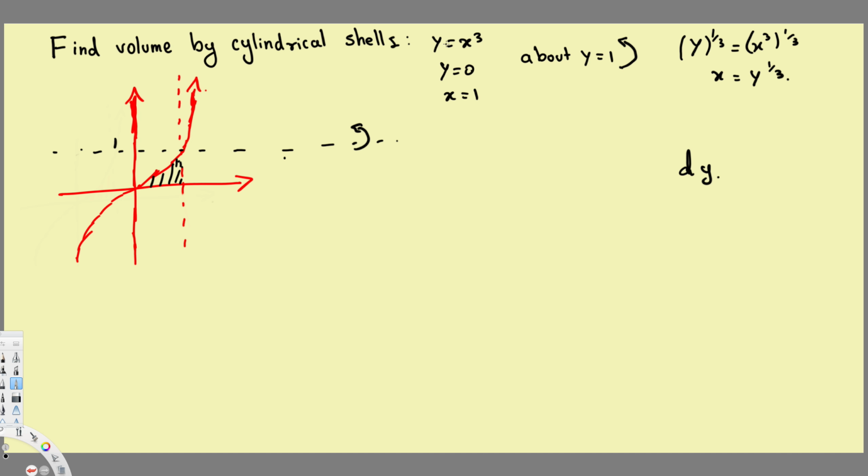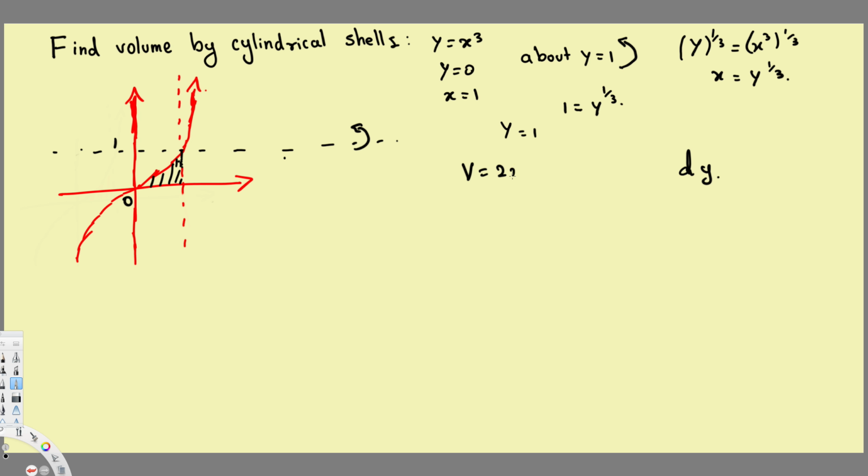Now if we equate both of these equations, x is equal to 1 and x is equal to y to the power 1 by 3, that's going to give us the limits of integration. We know that it's starting from 0. The other one is going to be just 1, because if you take the cube root of 1, that's still going to be 1, right? And that's positive 1. So this is going to be our limits of integration too. Now let's see how we can find the radius and height. That's the main thing.